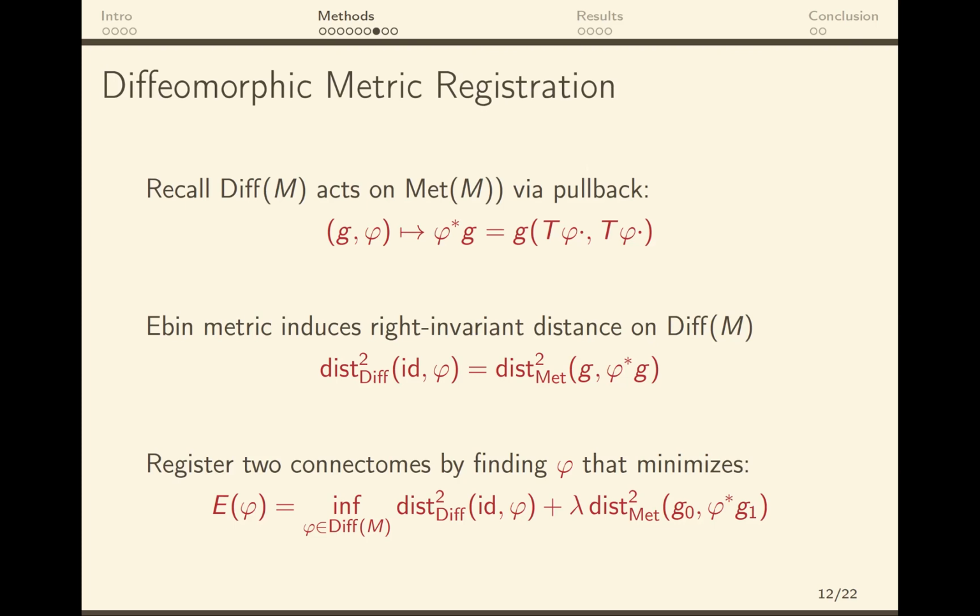We can now formulate diffeomorphic metric registration using this mathematical foundation. First, we use the Ebin metric geodesic distance to induce a right invariant distance on the space of diffeomorphisms. We fix a metric G, in this case the Euclidean metric, in order to get a distance for diffeomorphism phi from the identity.